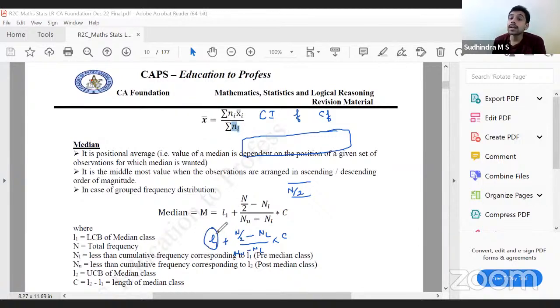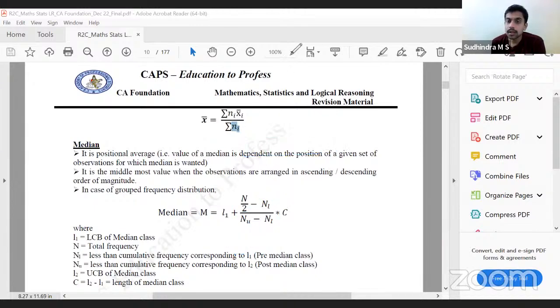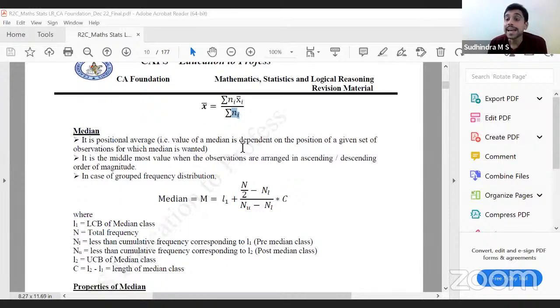L1 is the lower class boundary of that median class, not limit, lower class boundary of that median class. N by 2 we already have. NL is the cumulative frequency of the class preceding the median class, the pre-median class. NU is the cumulative frequency of the median class. Correct? And C is the width of the median class. If we have this information, we can calculate median by applying this formula. Clear? That is how we calculate.